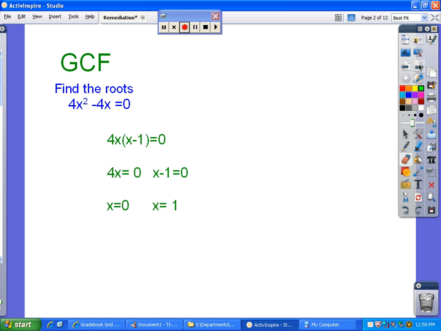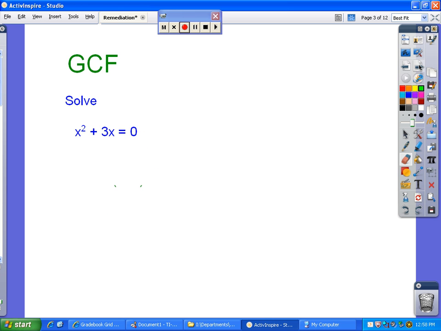Alright, let's look at another example. Solve x squared plus 3x equal to 0. Notice that both of the terms have an x in common, so we're going to factor that out first. So we have x times x plus 3 equals 0. Here again, we're going to use the zero product property. We set each factor equal to 0. So we're going to have x equals 0, and then x plus 3 equals 0. Solve for x, so our two solutions are 0 and negative 3.